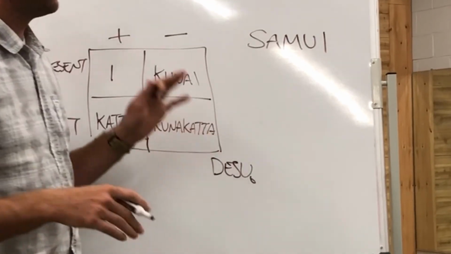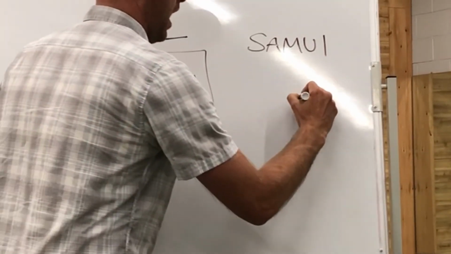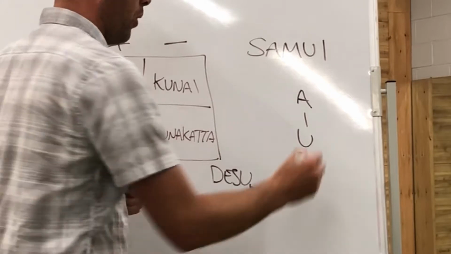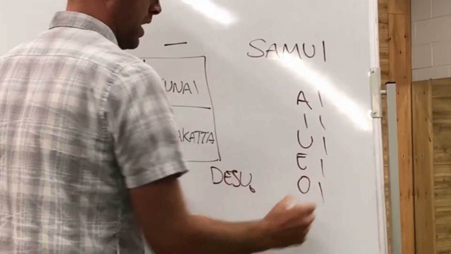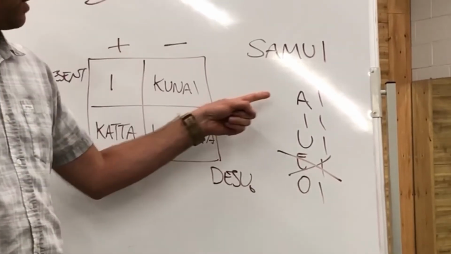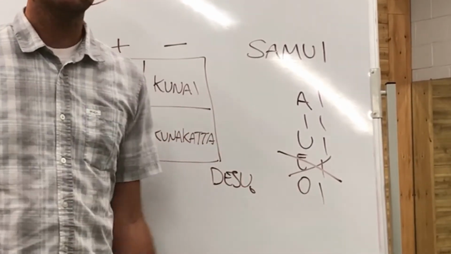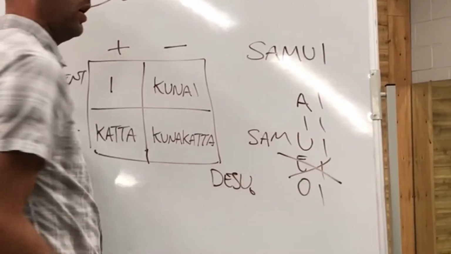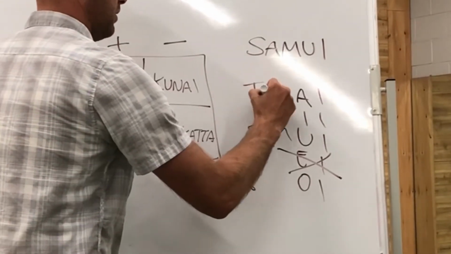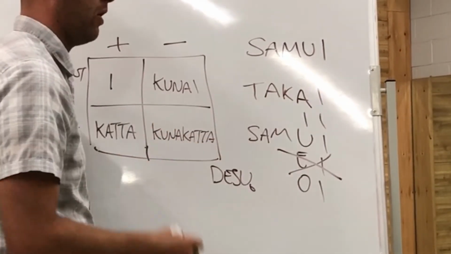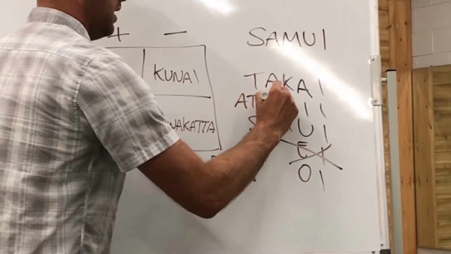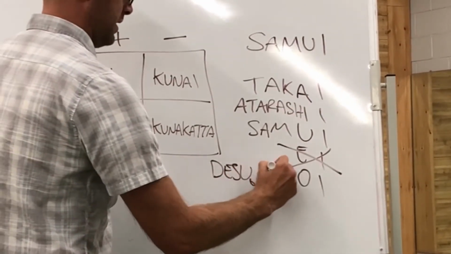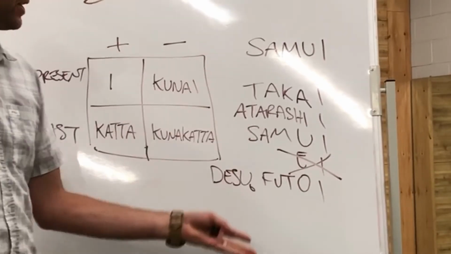All right, so we said 5 vowels, right? So we have a, i, u, e, o. Adjectives always end with the letter i. So with the exception of e, if a word ends in these, it's an adjective. So samui would go here. Samui. What about takai, tall or expensive? Takai. What about atarashii, new? Atarashii, with 2 i's. What about futoi, fat? Futoi. These are all adjectives, all right?